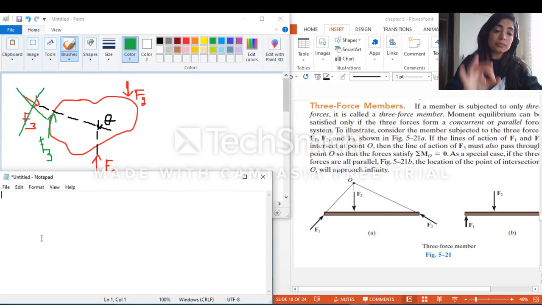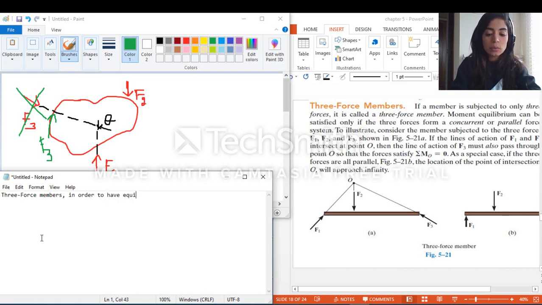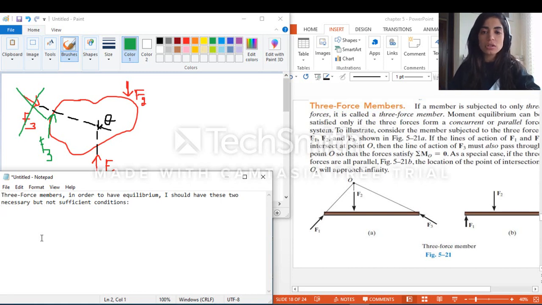Okay, so guys, I'm saying here that in three force members, in order to have equilibrium, I should have these two necessary but not sufficient conditions. Okay, because I also have other conditions like the sum of forces equal to 0. So they are necessary but they are not sufficient.